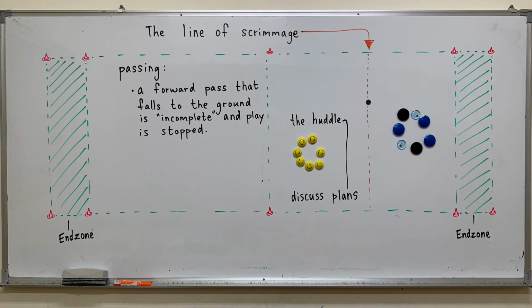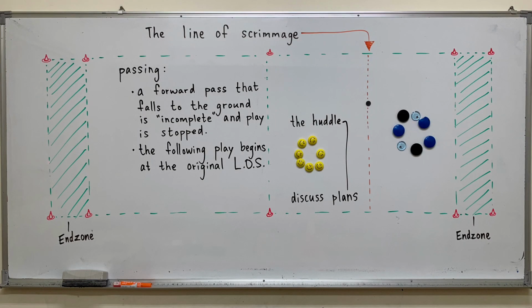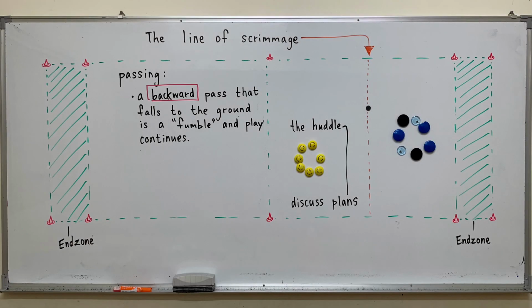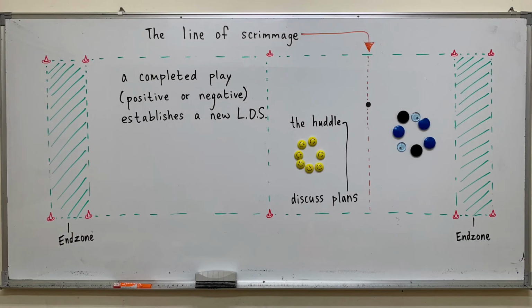A forward pass that falls to the ground is called incomplete, and play is just stopped. The following play would then begin at the original line of scrimmage. It is innocuous. But a backward pass that falls to the ground is something called a fumble, and play continues. When this happens, any player can pick it up and try to advance the ball in his or her own direction. Another option would be that there are no passes whatsoever. The quarterback simply hands the ball to a runner, and that runner tries to advance in the offensive direction. In any event, a completed play, whether for positive or negative yardage, establishes a new line of scrimmage.